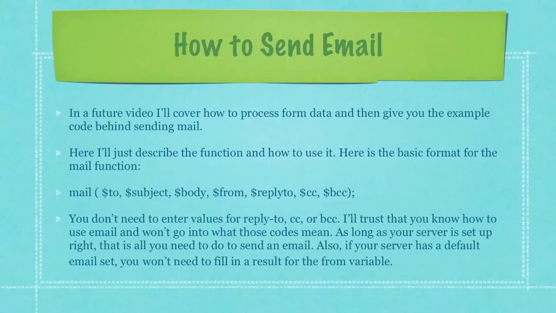In a future video, I'll cover how to process form data and then give you the example code behind sending mail. Here I'll just describe the function and how to use it. Here is the basic format for the mail function. You have mail, and then inside of the brackets, who you want to mail it to, what the subject should be, what the body of the email should be, who it's from, being you, if you wanted to put a reply to, and then there's two additional variables here, the CC and the BCC.